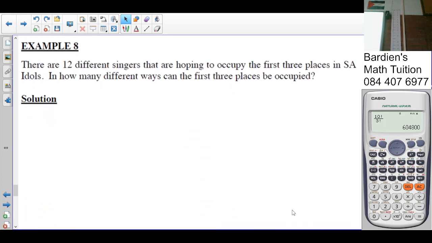Now we're looking at example 8. Example 8 is on page, I think I deleted it. Example 8 is on page 312.